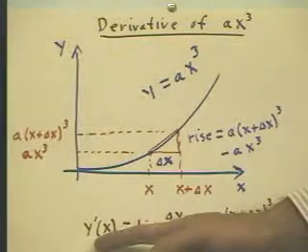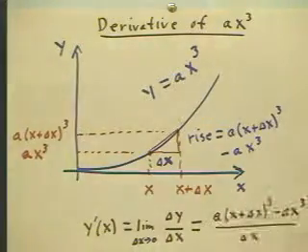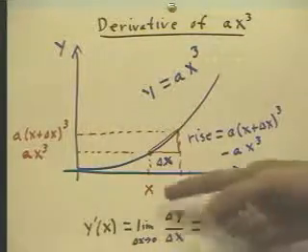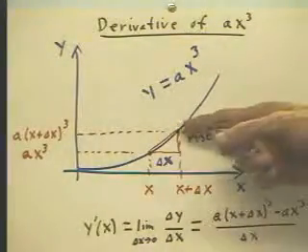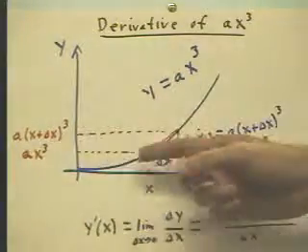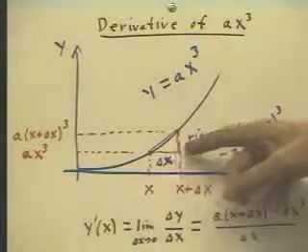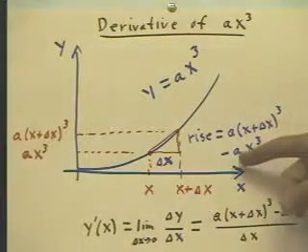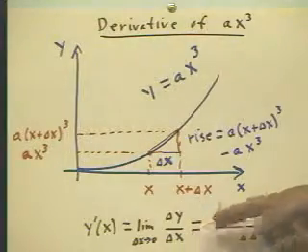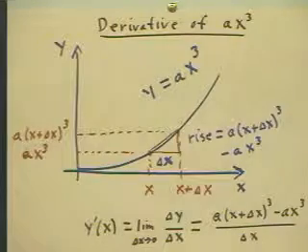And we're going to take the derivative by taking the limit as delta x goes to 0 of delta y over delta x. And that is going to be, well, y is ax cubed, so that when we plug in x plus delta x to get the y coordinate at this point, we get a times x plus delta x quantity cubed. For this point, we get ax cubed. So the rise is going to be a times x plus delta x cubed minus ax cubed. The run is going to be delta x. When we put these in for delta y and delta x, we get this expression, which we have to simplify.